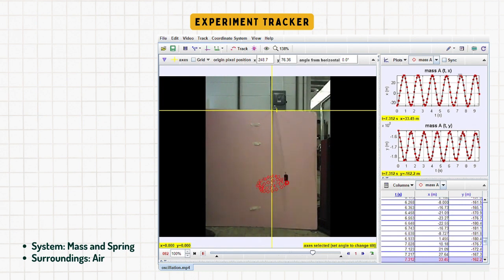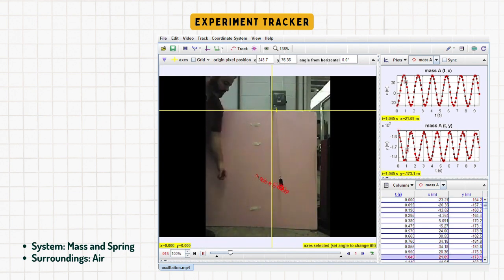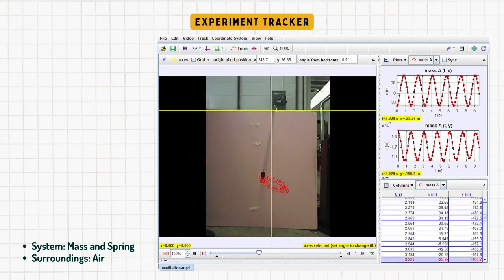It is also important to note that in this case, our zero position is at the top of the pendulum, so the positions of our pendulum are going to be on the negative y-axis.